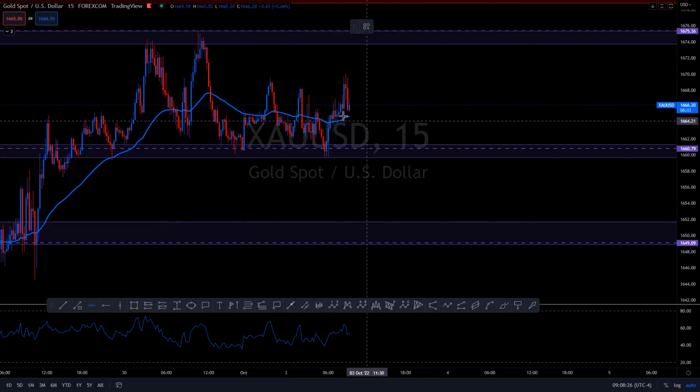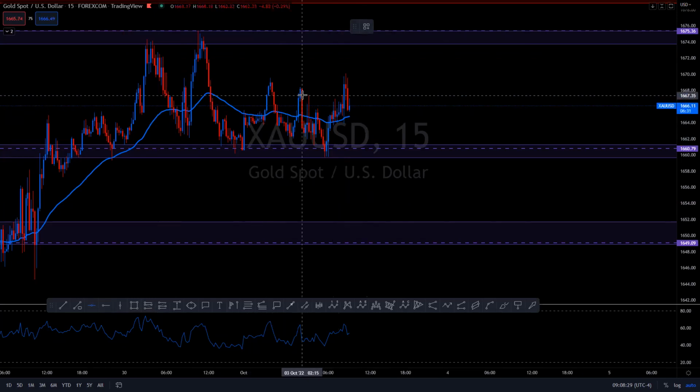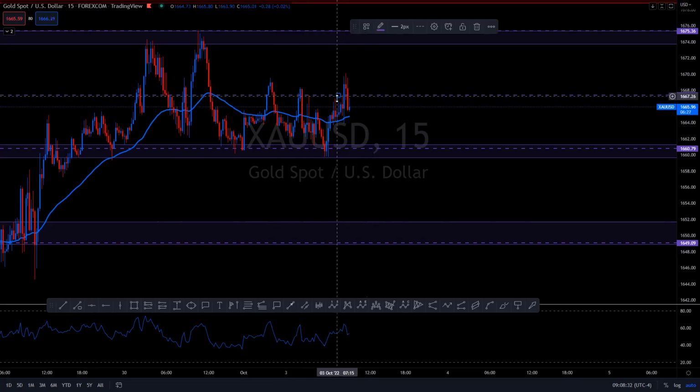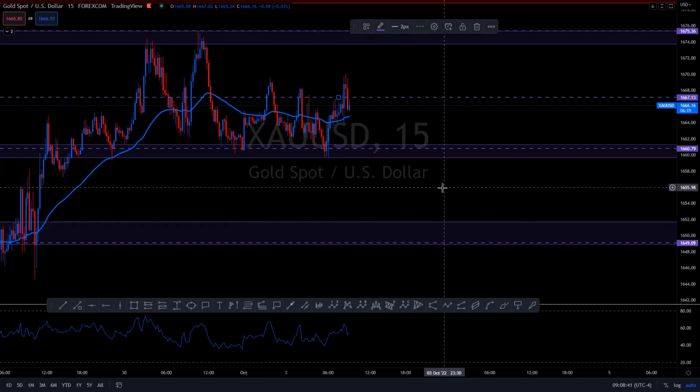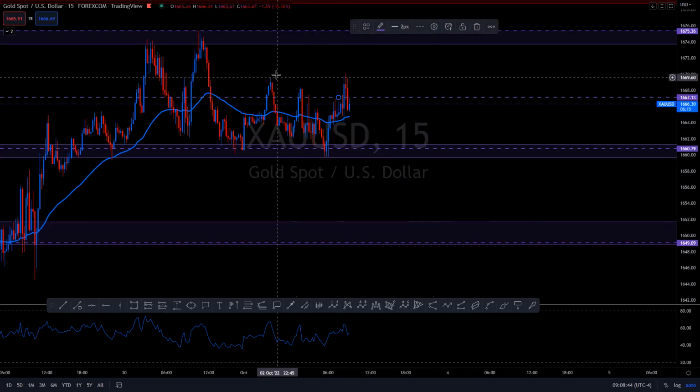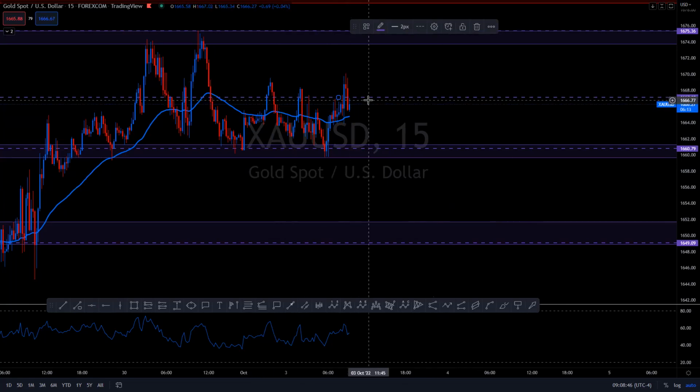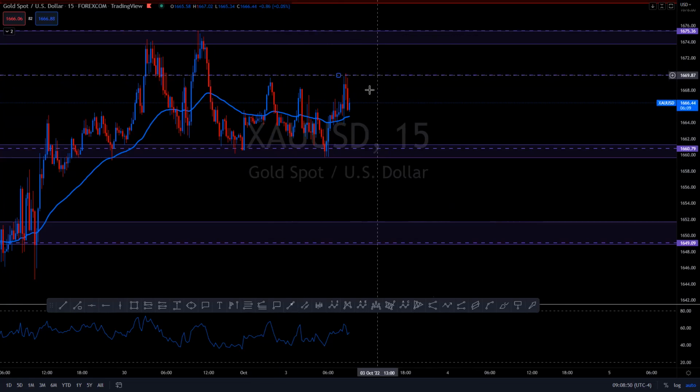This looks like the one candle demand zone here, but there was a major supply here. So I like to see the next candle close above this line and go up, or it's going to respect this line and go back down, because there was a major supply up here.